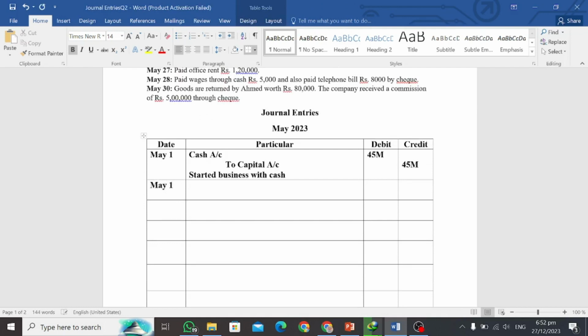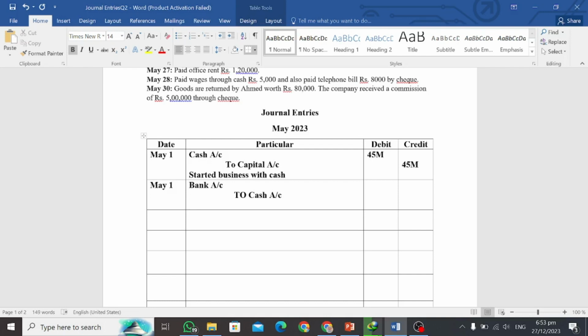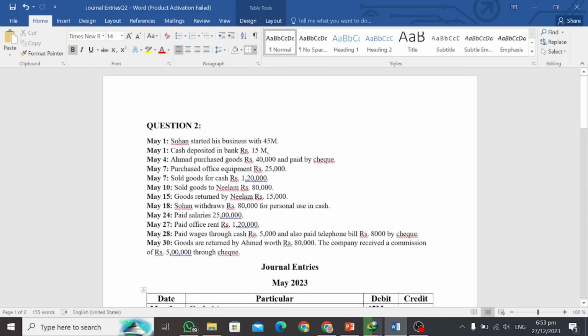May 1, bank account to cash account. Let's write the narration. Money deposited into bank. The amount to be debited is 15 million and the amount to be credited is 15 million. Now let's see the other transactions.